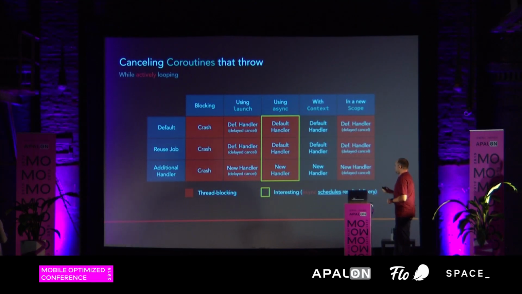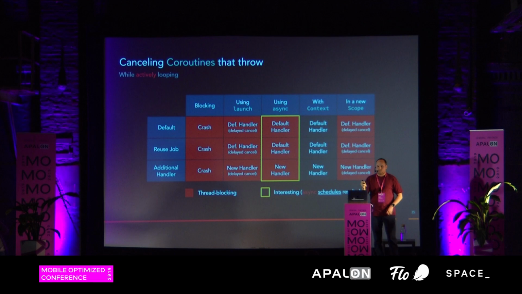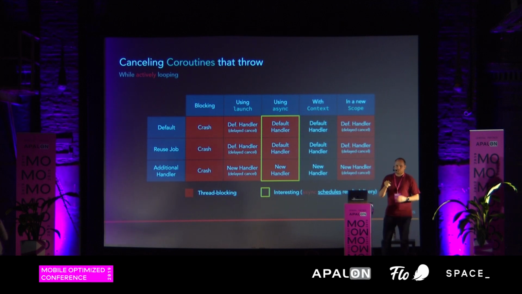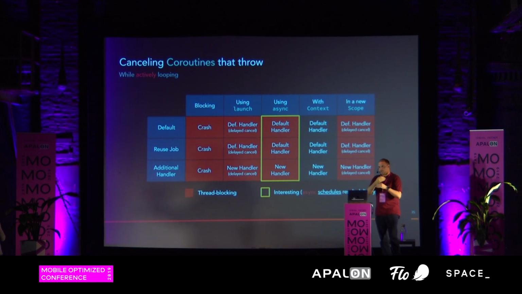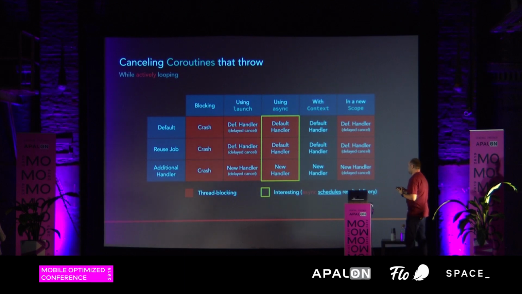Another important and weird thing is that async will schedule a result regardless of when you try to stop it. So if you try to stop it while it's still working, yeah, the stop will arrive and you will cancel it, but it will actually not cancel. It will just deliver the result anyway. So it's kind of weird behavior.